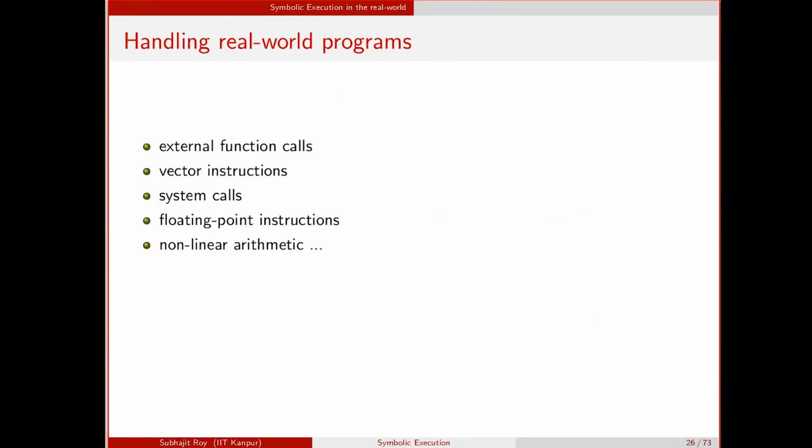But in the real world, you have external function calls, vector instructions, system calls, floating point instructions, nonlinear arithmetic. There are many things that are difficult for symbolic execution to reason about. So there are two very powerful techniques that symbolic execution uses to combat these problems. One is called concretization, the other is called virtualization.